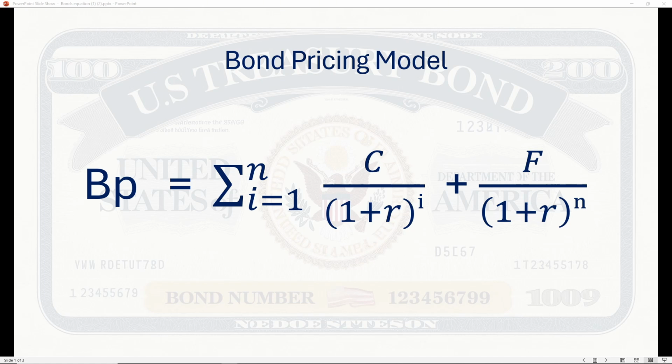This equation adds all of the interest payments that will be received in the future for the life of the bond, represented by C, or the periodic coupon payment. If the bond has a 5-year maturity, then N will be equal to 5, and the interest payments will be summed for 5 periods. Then with this equation, we're going to add the principal payment that will be received in the future when the bond matures, which is represented by the letter F for the face value.